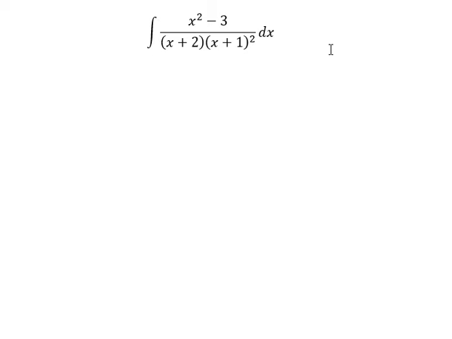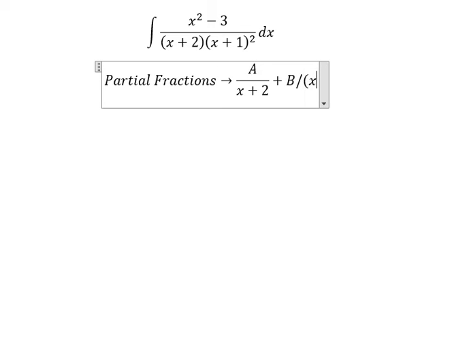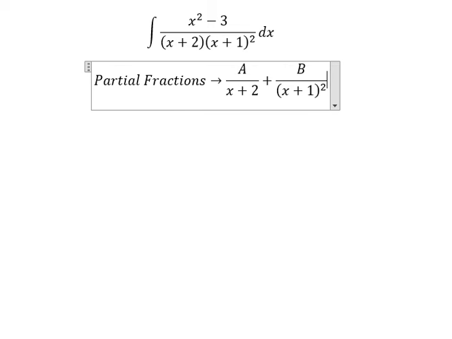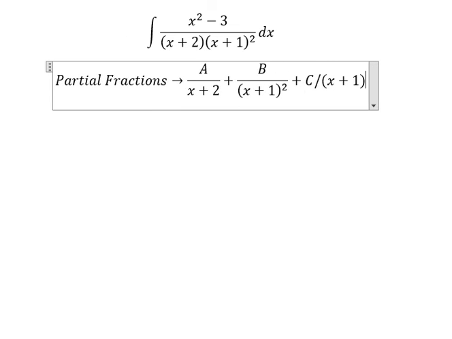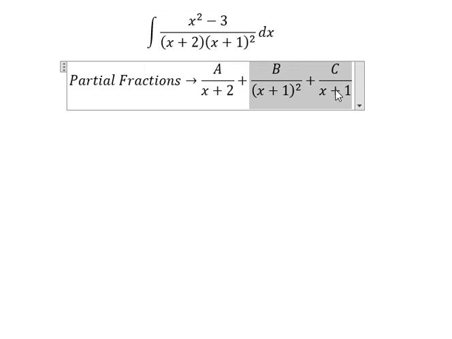Now I will show you how to answer. We need to use partial fractions. So we put capital A over x plus 2, capital B over (x plus 1) to the power of 2, and capital C over x plus 1. Because we have the power 2 here, we need two fractions, and we reduce the power from 2 to 1. So we have (x plus 1) to the power of 1.